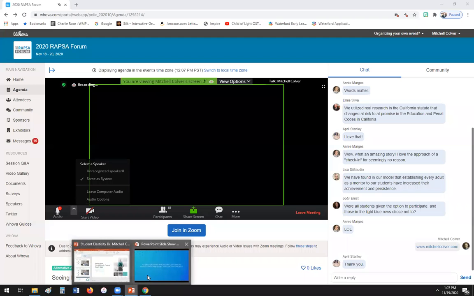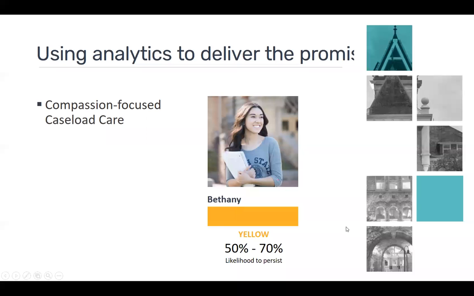Okay, so let me share my screen again. Let's do a case study just so you understand: using analytics to deliver the promise. I don't know why that got cut off. So here's Bethany, a fake student. Well, she's a real student, but her name's not Bethany, but the example's fake. How do we do compassion-focused caseload care?